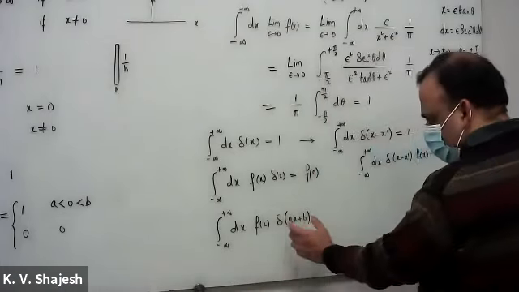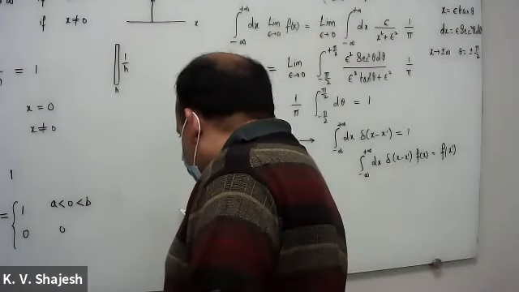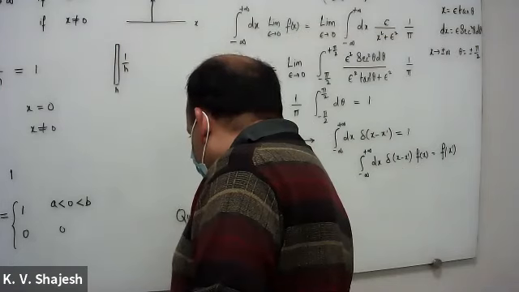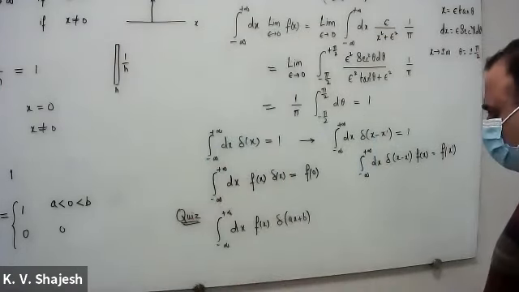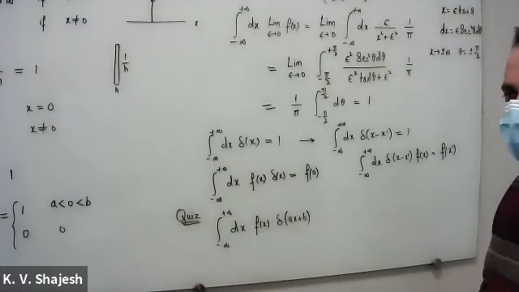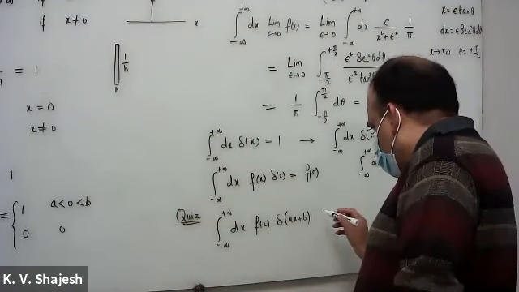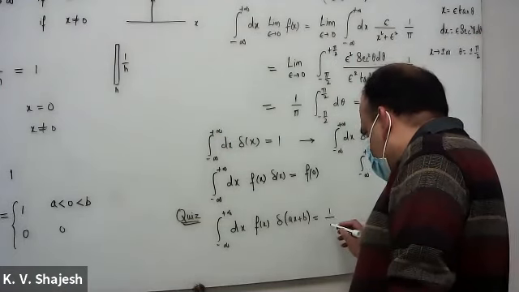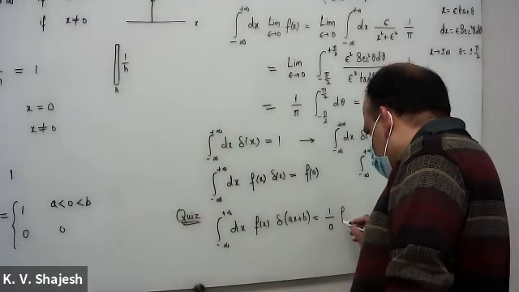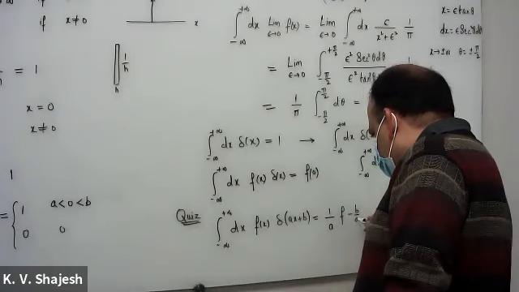What if there is a constant a? And this part I won't go through in detail. Let me put this as a quiz. Try to go through this feature somewhere in a textbook or somewhere, and try to derive this part, that this is actually equal to 1 over a times f of minus b over a.